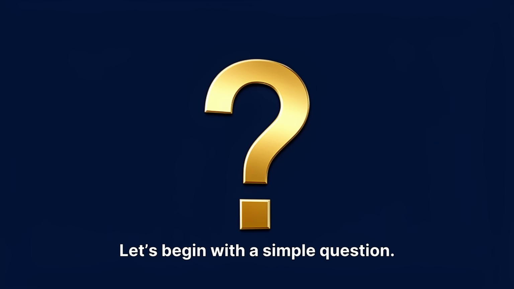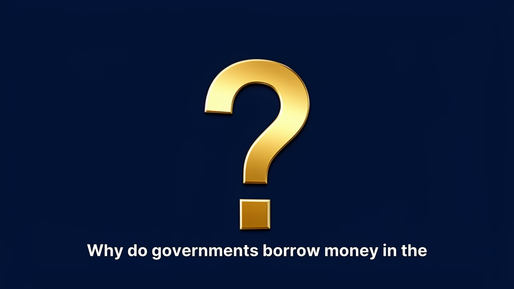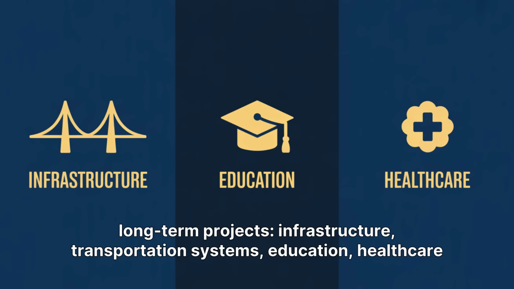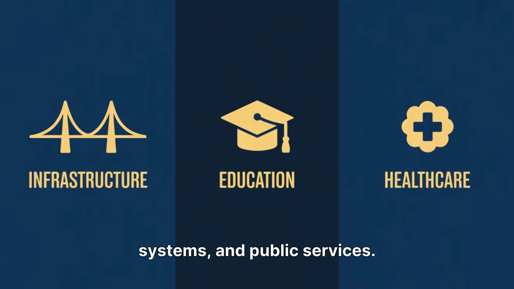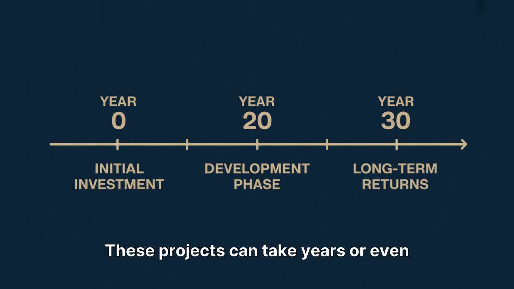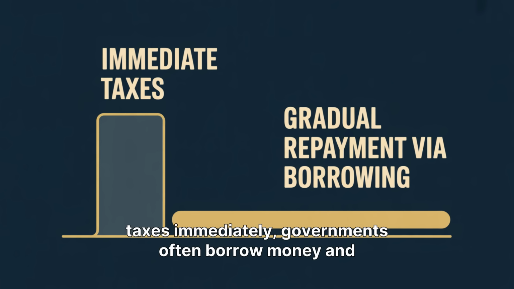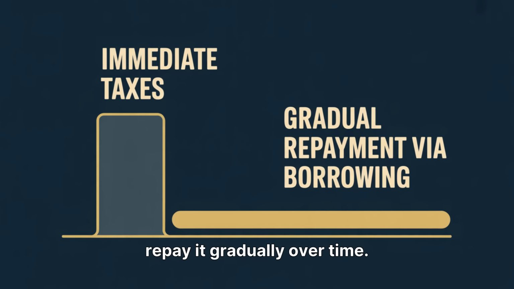Let's begin with a simple question. Why do governments borrow money in the first place? Countries spend money on many large and long-term projects: infrastructure, transportation systems, education, healthcare systems, and public services. These projects can take years or even decades to complete. Instead of collecting all the money through taxes immediately, governments often borrow money and repay it gradually over time.